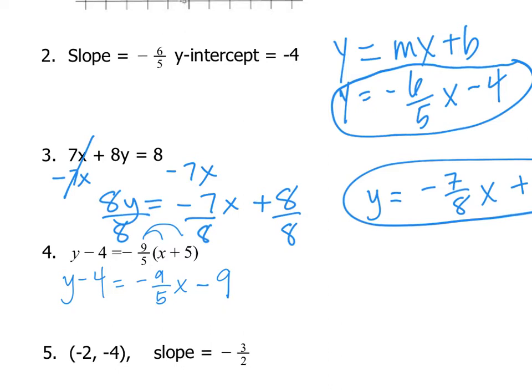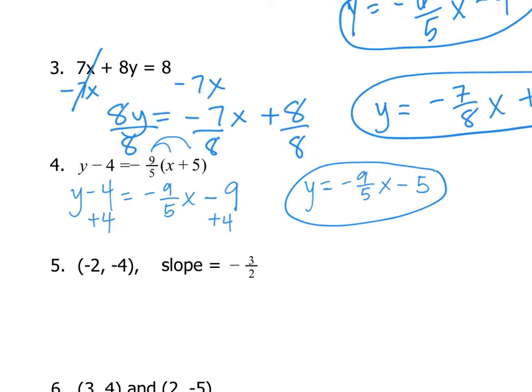Okay, so now all I have to do is just add 4 to both sides, and then we are good to go, because now it is in slope-intercept form. We have our slope, and we have our y-intercept. There we go.